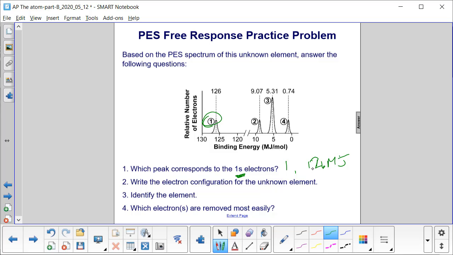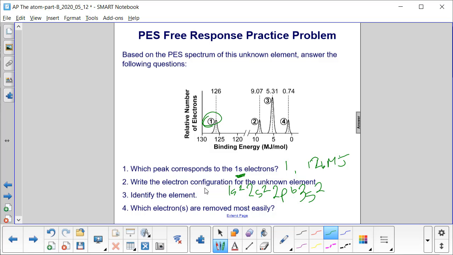Okay. 2, write the electron configuration for the unknown element. So we know that just following Aufbau principle, this peak must be 2 electrons, right? So 1s2. This is the same relative size, 2s2. This is about 3 times the size, which would make sense because 2p must have 6. And then the final peak would be 3s, and it's the same size as peaks 1 and 2, so it has 2 electrons in it. So 1s2, 2s2, 2p6, 3s2.